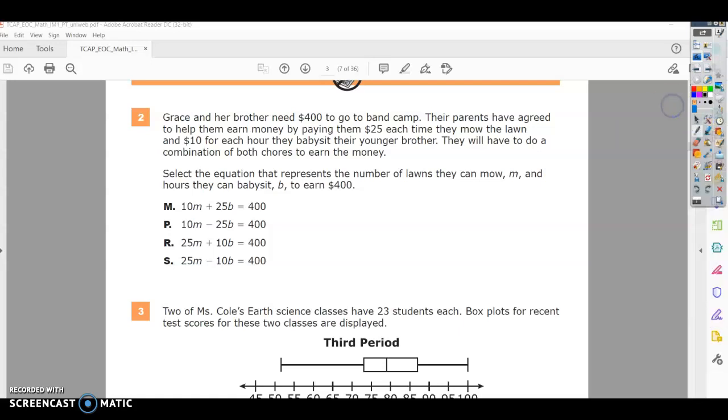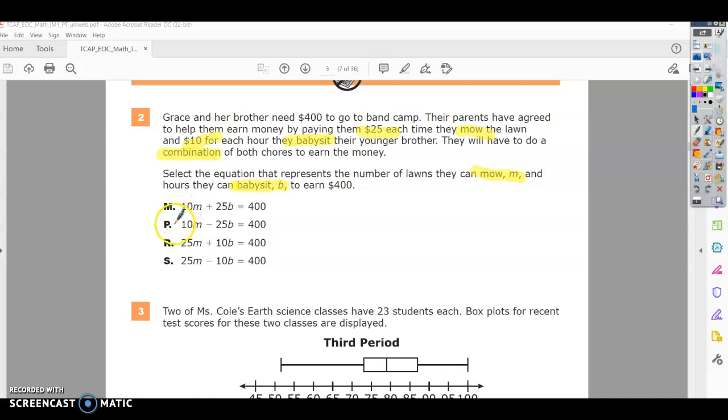All right, so a couple things that we need to notice here. So we're getting $25 to mow, $10 to babysit, and we need a combination, which means we're going to add those together. All right, so mowing is M, babysitting is B. So we're going to look at these equations and decide which one represents this scenario.